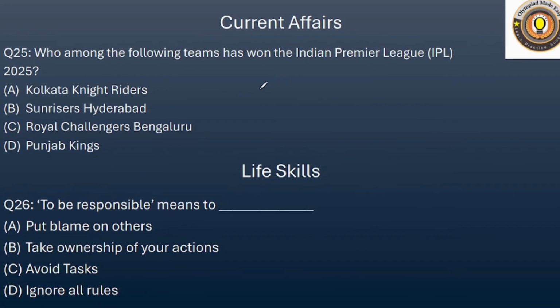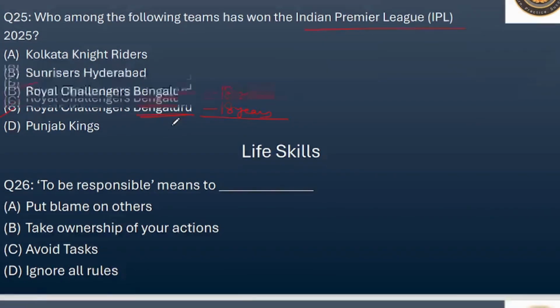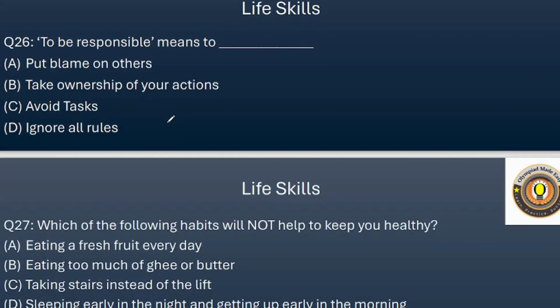Moving on to the next question: who among the following teams has won the Indian Premier League, that is IPL 2025? IPL 2025, RCB, that is Royal Challengers Bangalore. After 18 years, they were able to win this IPL for the first time. So RCB, very important question. It might be asked in this examination. Fine. So we have completed 5 current affairs questions. Now let's move on to the life skills.